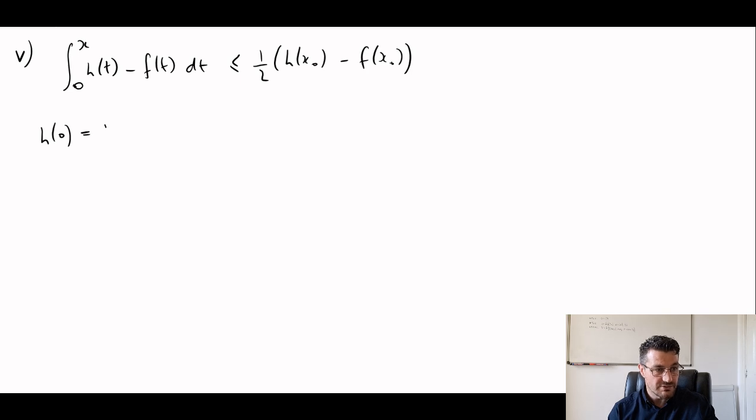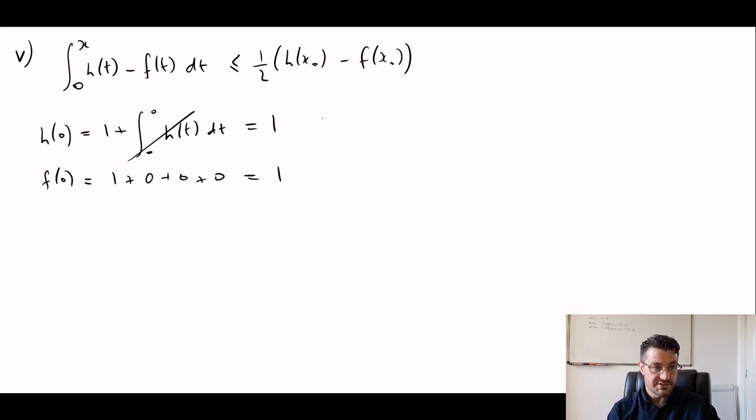is equal to 1 plus the integral from 0 to 0 of h of t dt. Well, if the two limits of an integral are equal, that integral is equal to 0. So in other words, h of 0 is equal to 1. F of 0 is equal to 1 plus 0 plus 0 squared over 2. So 1 plus 0 plus 0 plus 0, which equals 1. So that means that h of 0 minus f of 0 is going to be equal to 0. Right? So our maximum is going to be at least 0.